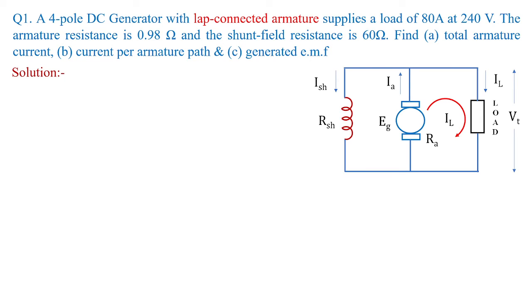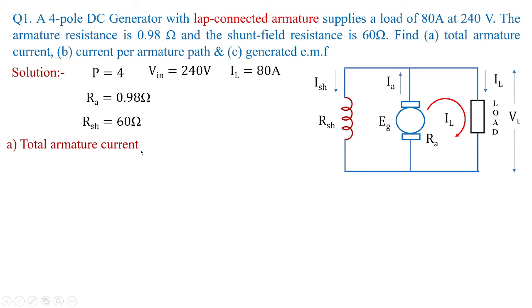So first take the data which is given. Here it is a 4-pole machine, so P becomes 4. Terminal voltage is 240 volts, so V is 240. The load current is given as 80 amperes. Then armature resistance is 0.98 ohms. Shunt field resistance is 60 ohms. This is the data which is given. Please always carefully read the problem and collect the data given in the problem. Half of the problem will be solved by collecting the proper data. Fine.